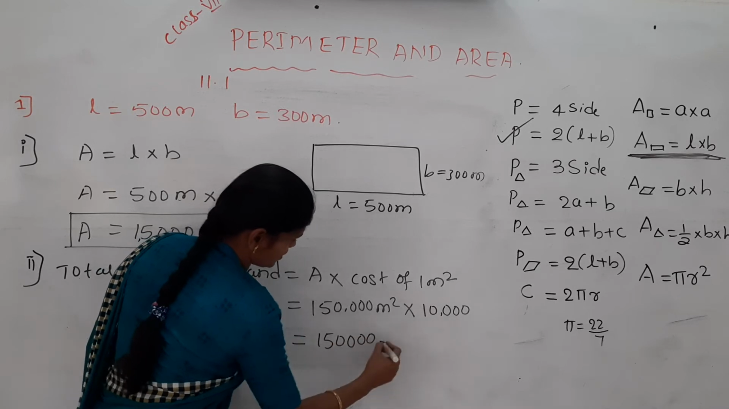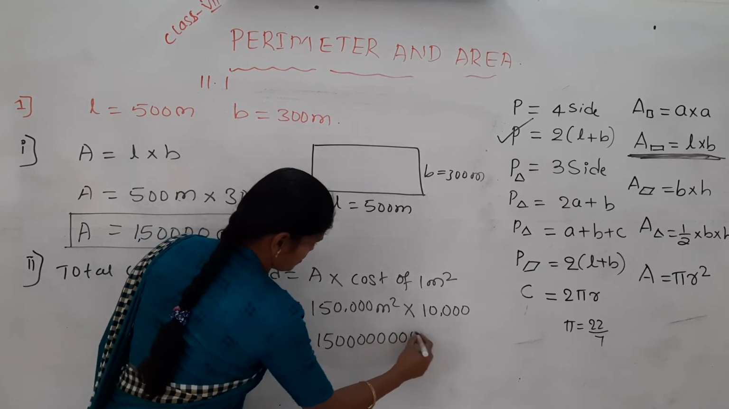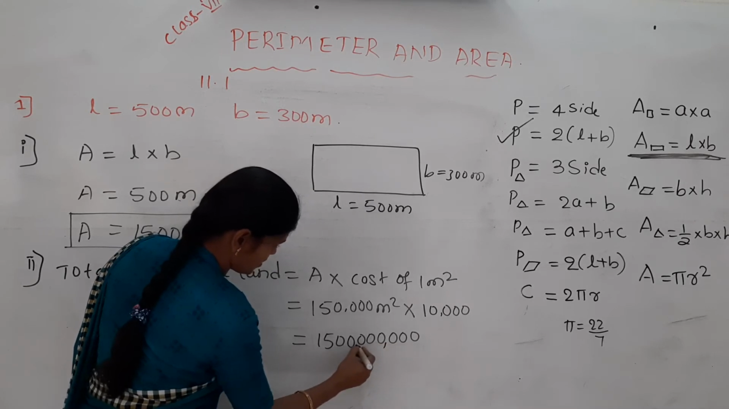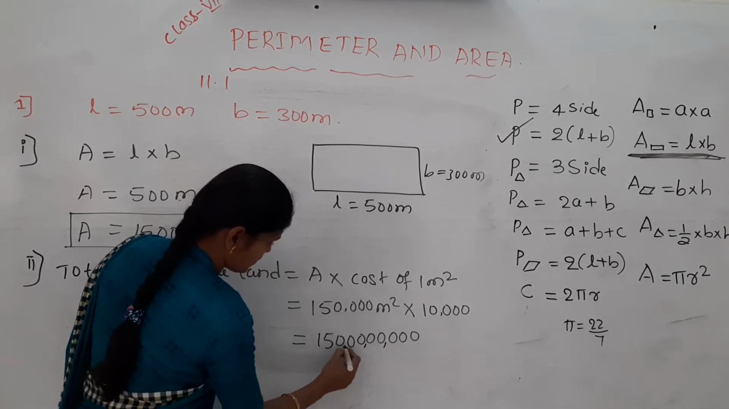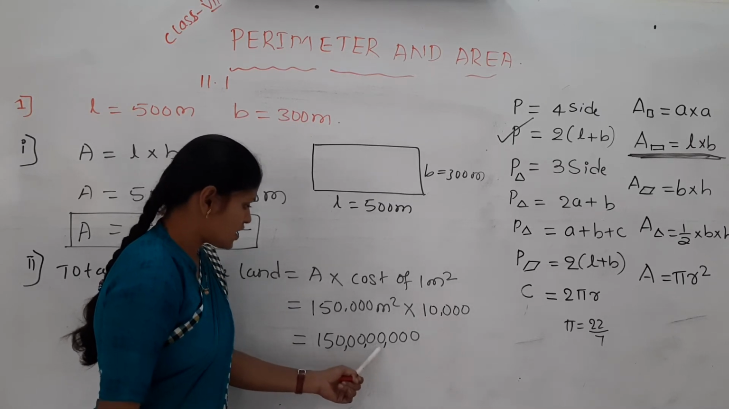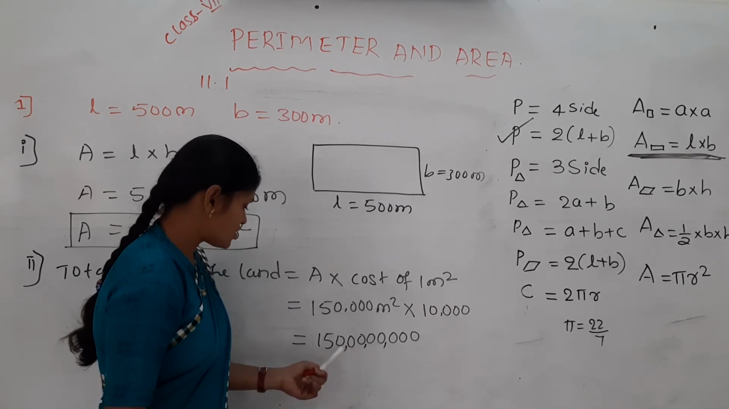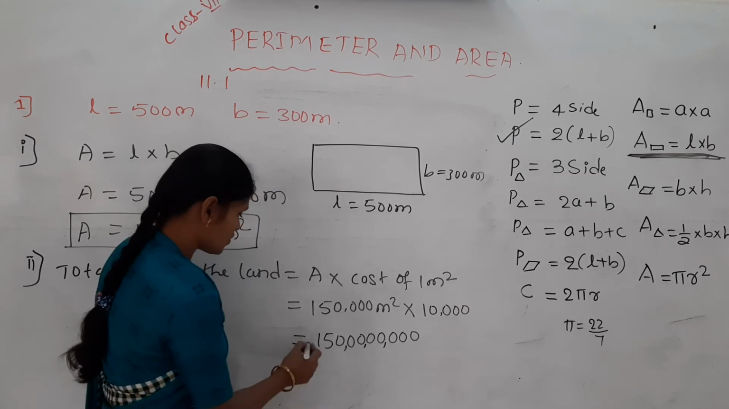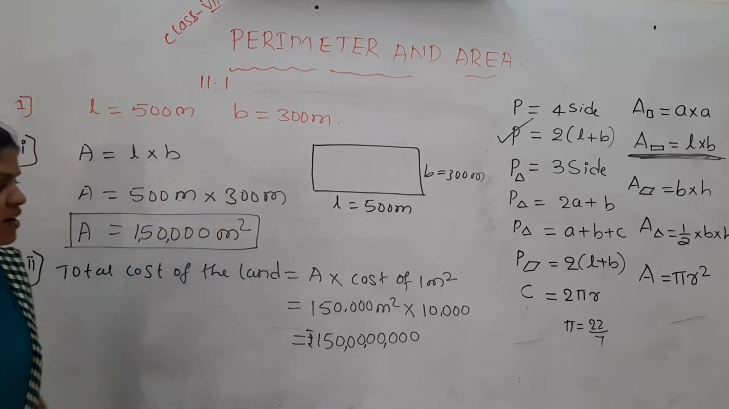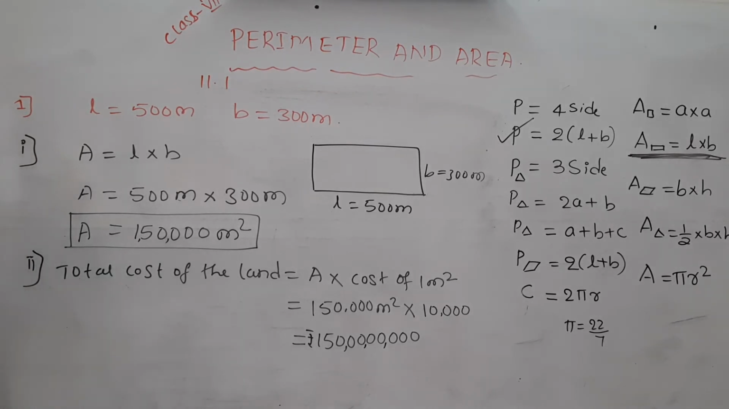So how many rupees? 10,000 lakh. 150 crore rupees it needs. So what is the cost here? 150 crore rupees it needs. Yes, just pause it and take this answer.